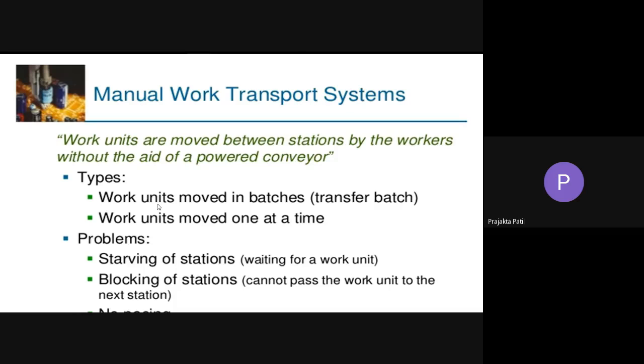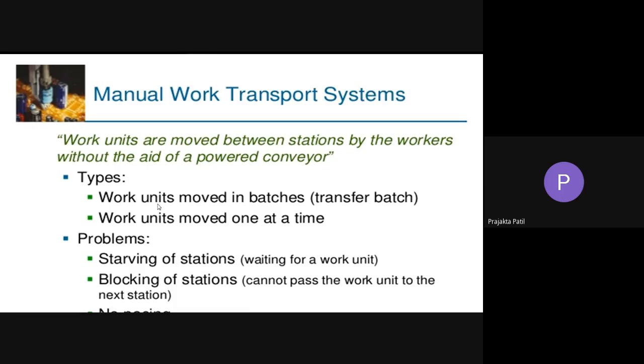we incorporate a buffer storage. A storage buffer will sometimes be used in between these stations. In some cases, the work units made at each station are collected in batches, and then they are moved to the next station. In other cases, work units are moved individually along a flat table or non-powered conveyors. When the task is finished at each station, the worker simply pushes the unit forward to the downstream, that is, the next station.